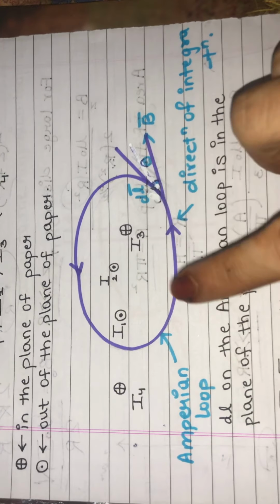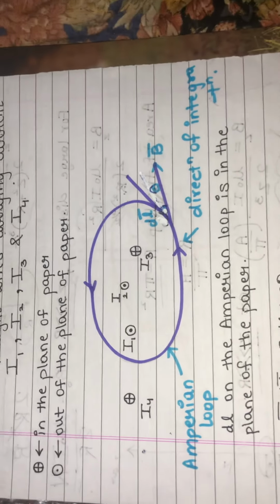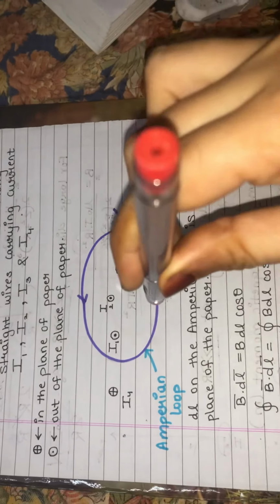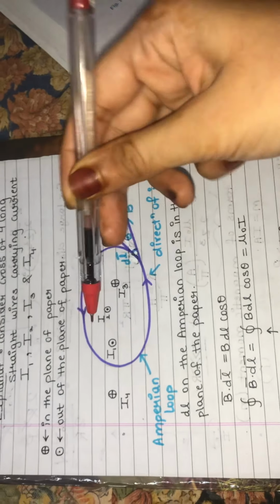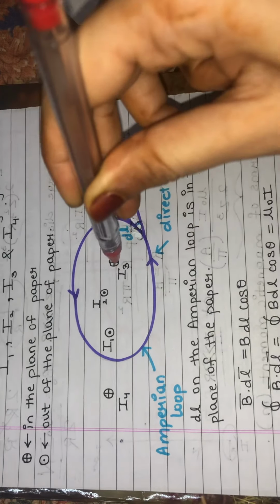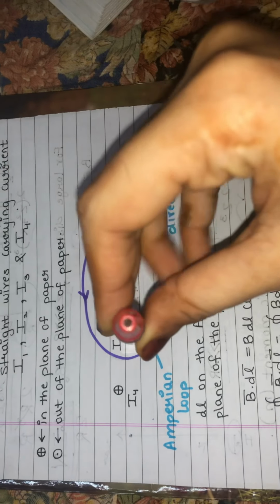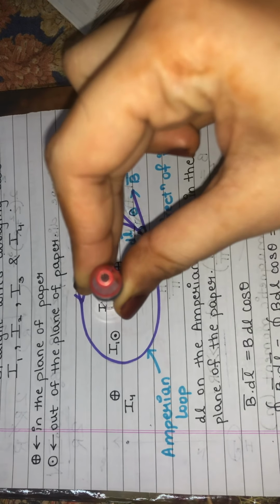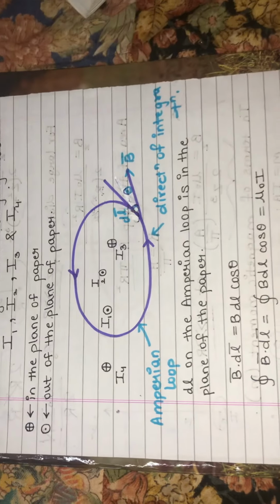It is not the direction of the current. Currents are inside this loop. We have three currents which are inside the loop, three wires. In the first wire, the direction of current is inside the paper. Second wire, again the direction of current is inside the paper. Third wire, the direction of current is outside the paper. Fourth wire, the direction of the current is inside the paper, that is, into the plane of the paper.